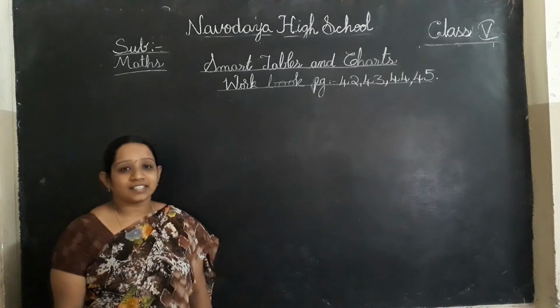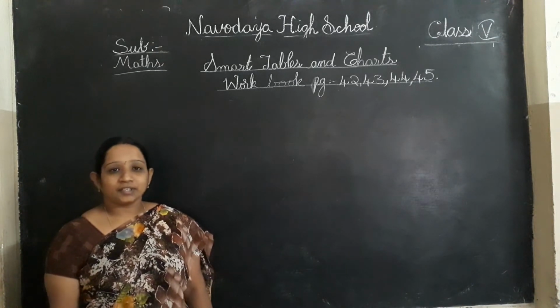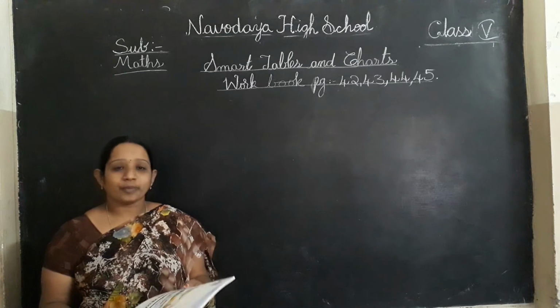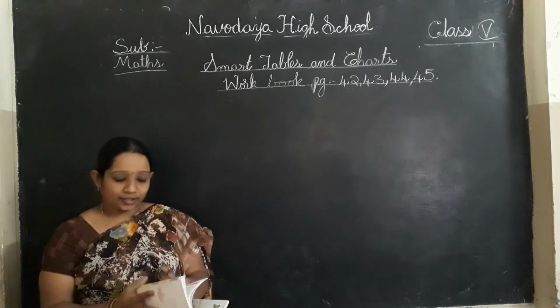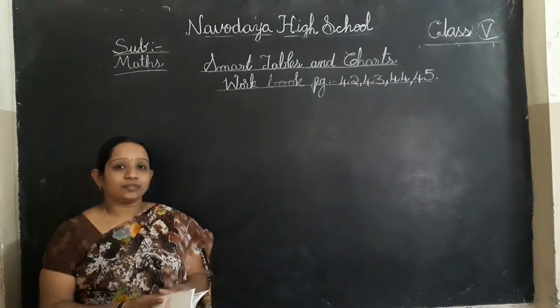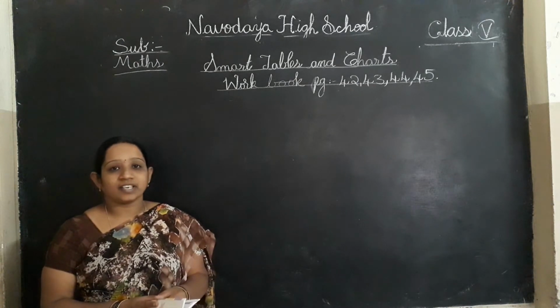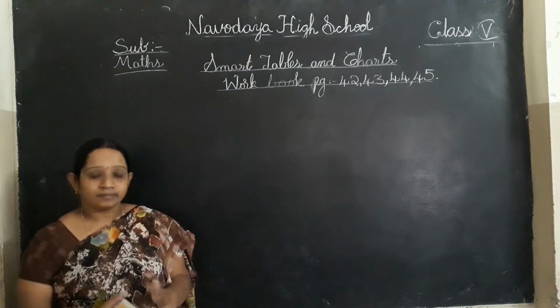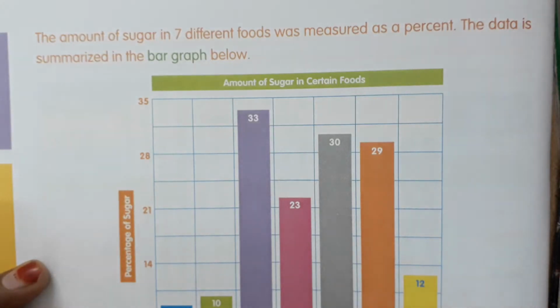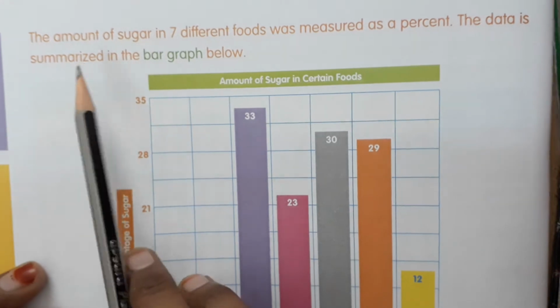Good morning, 5th class children. Today we are continuing with the workbook. Open your workbook page number 42. Today we are going to do page numbers 42, 43, 44, 45, children. Open your books. Take your pencil and eraser. Open page number 42. Look here, children.